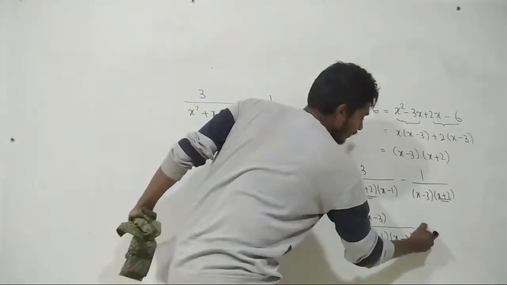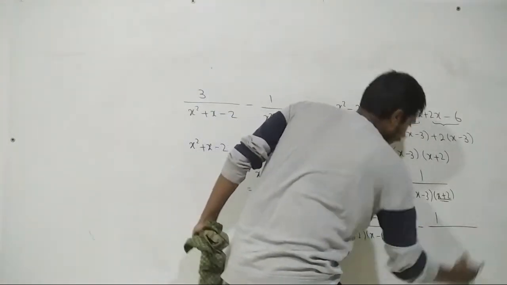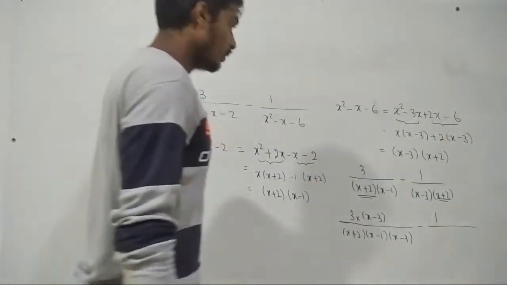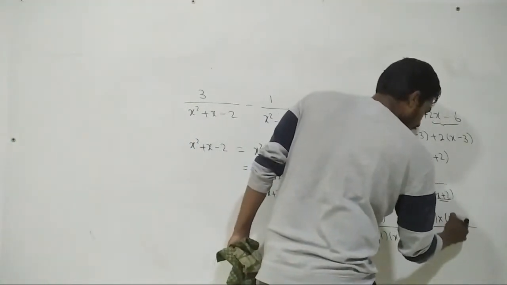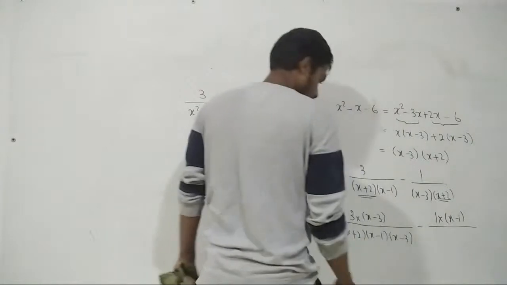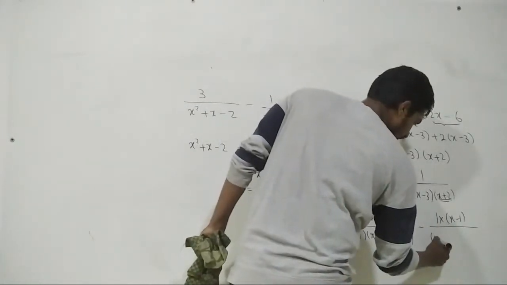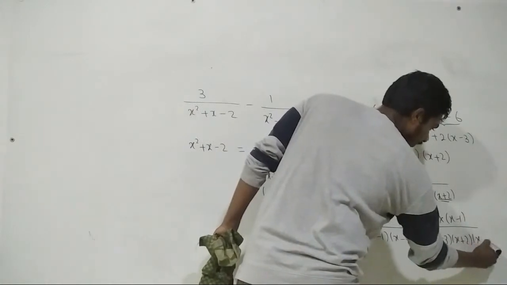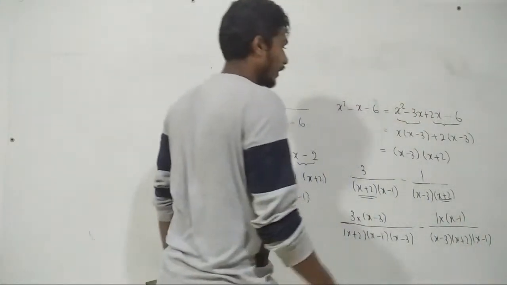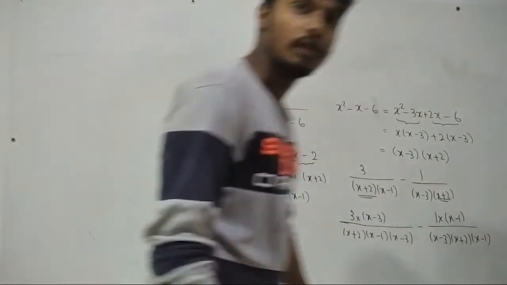So for this guy, you are having x minus 1. So let's multiply up and down by x minus 1. So you will have x minus 1. So you have x minus 3, x plus 2, x minus 1. Okay. So this is what we have. Okay. Is the board clear?